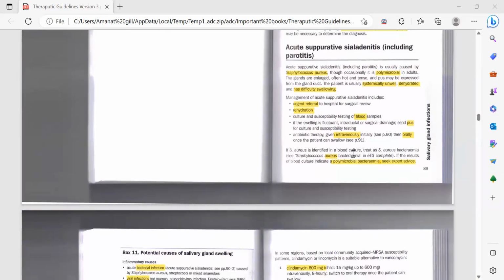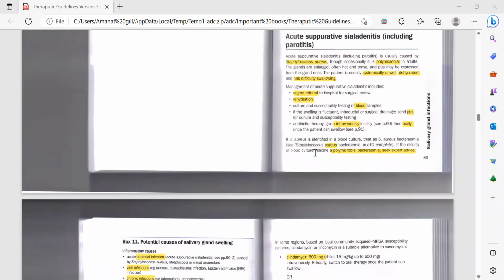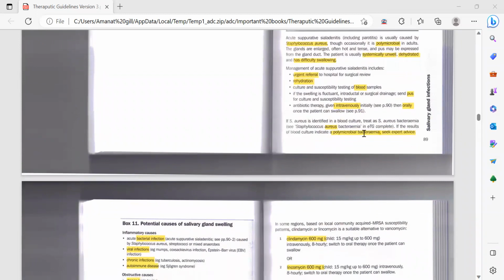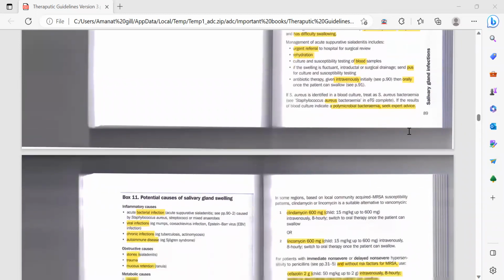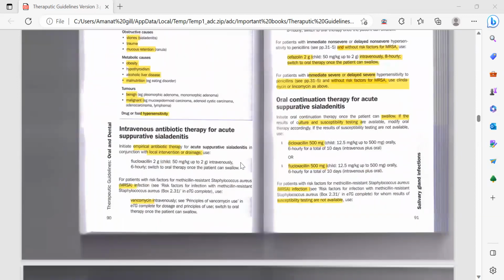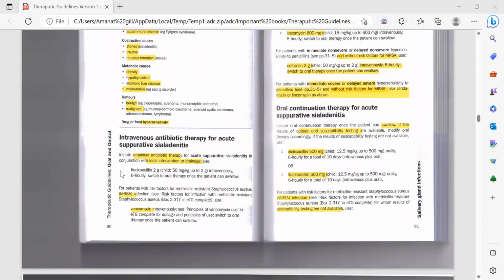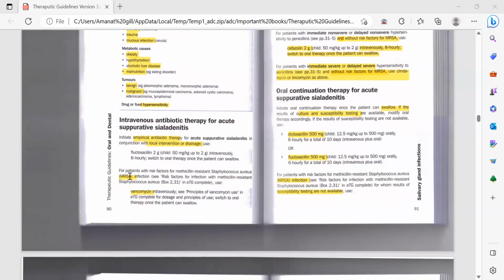If S. aureus is identified in a blood culture, treat as S. aureus bacteremia. If the results of blood culture indicate a polymicrobial bacteremia, then seek expert advice. Then what intravenous antibiotic do you need to give? This is mainly done in the hospital, but just for your knowledge, initiate empirical antibiotic therapy with flucloxacillin 2 gram IV 6 hourly and switch to oral therapy once the patient can swallow.